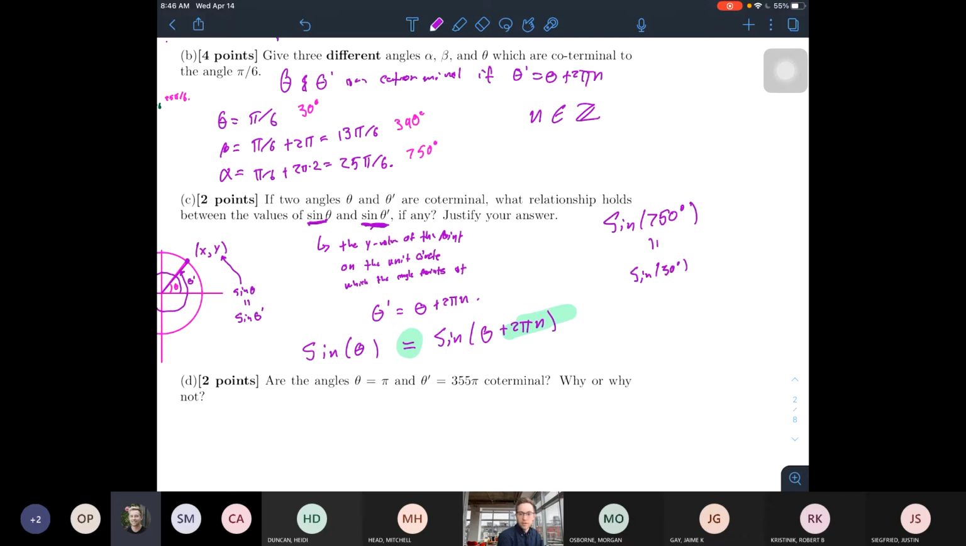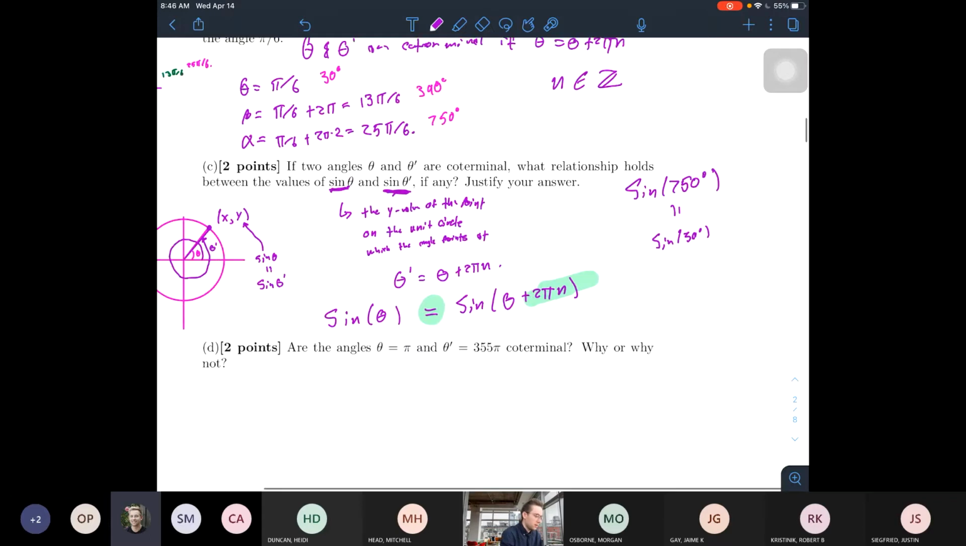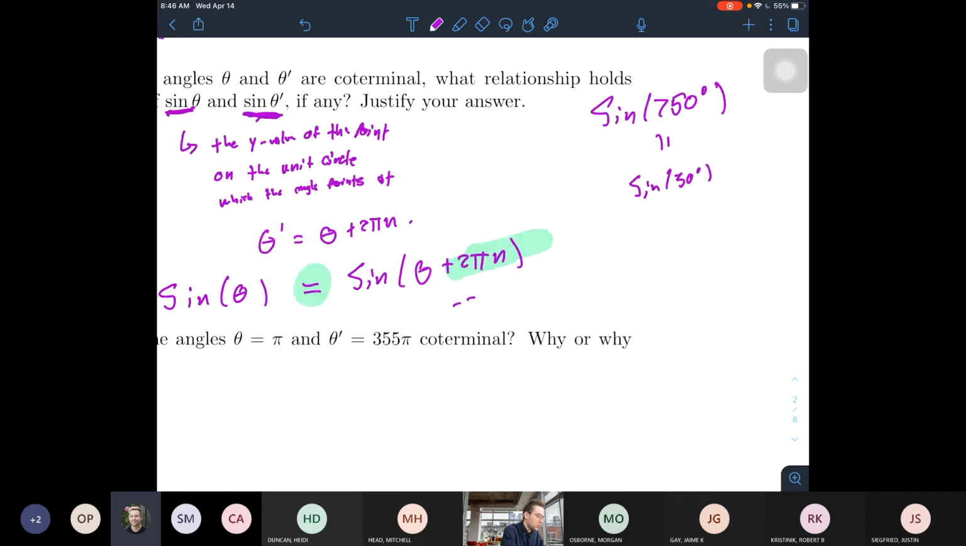If we do the difference, then we will get a negative value, right? Let's see. Difference. Do you mean sine of theta minus 2 pi n? Is that what you're talking about? Could you clarify your question?